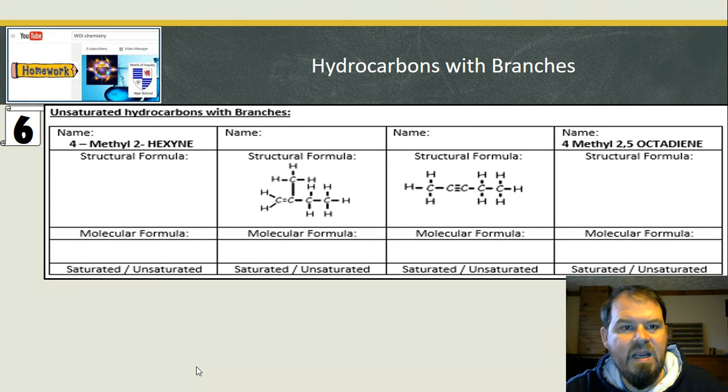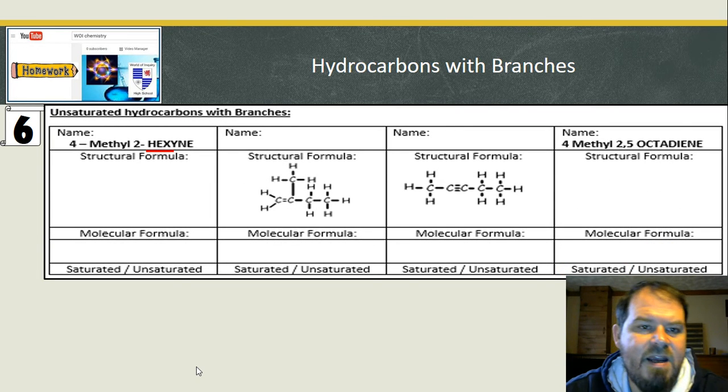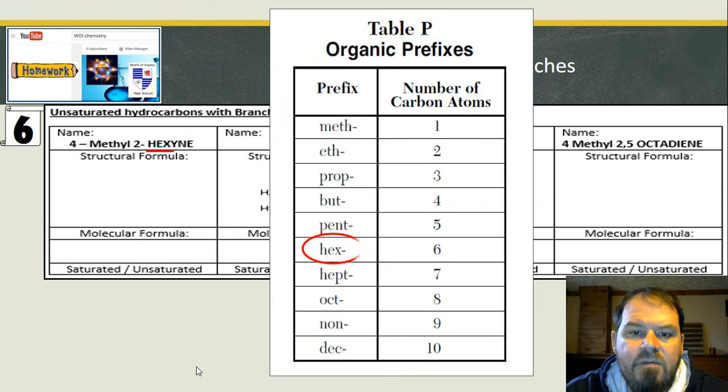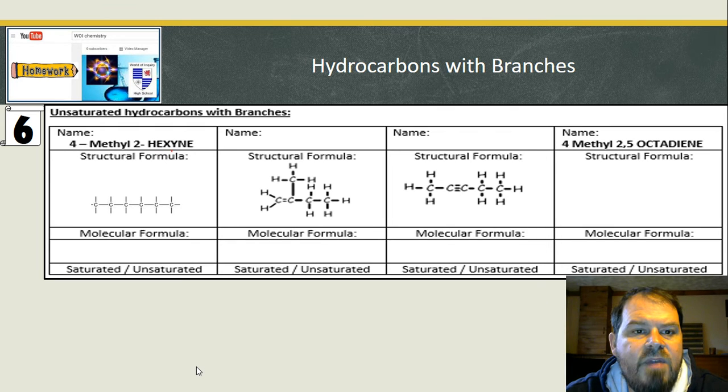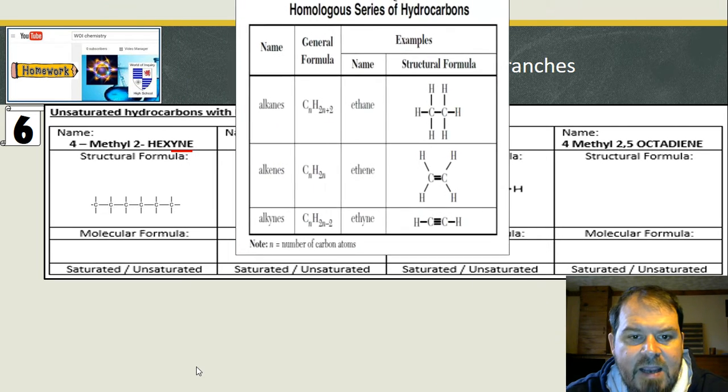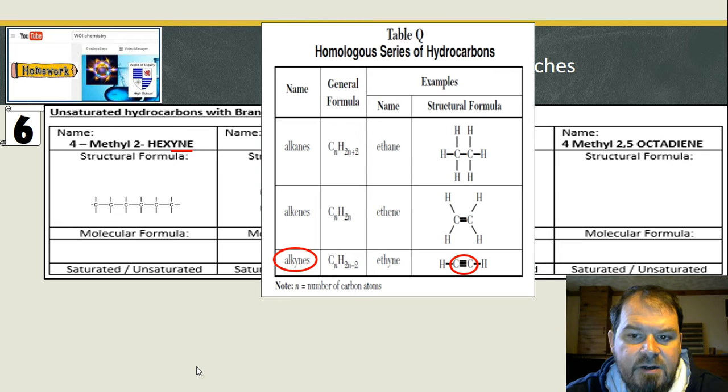Okay. Now things are going to get fun because I have ynes, so I have to deal with those. So hex, looking it right up, I have hexyne. I have 6 carbons as my hex. Then I look up yne. Yne on table Q tells me that there has to be a triple bond. Well, where do I put the triple bond? I put it on the 2nd carbon.